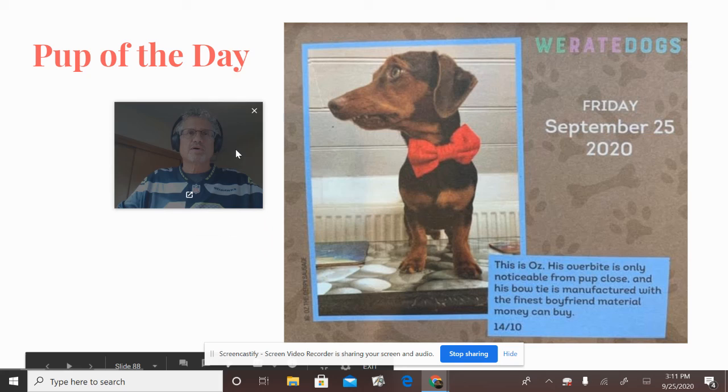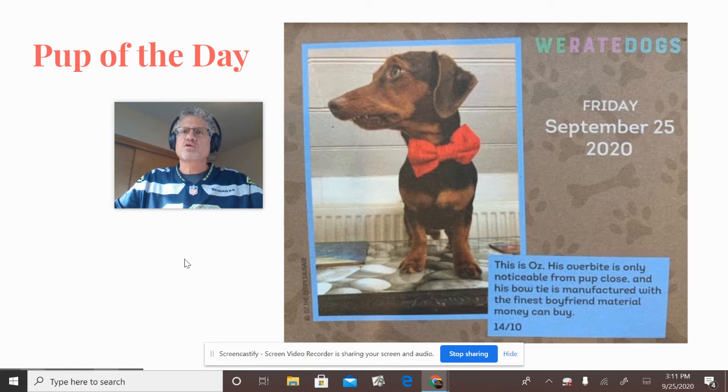First of all, I always start off with a pup of the day. This is Oz. His overbite is only noticeable from pup close, and his bow tie is made of the finest boyfriend material money can buy. A 14 out of 10 rating. I'd give it up for Oz. Way to go, Oz.